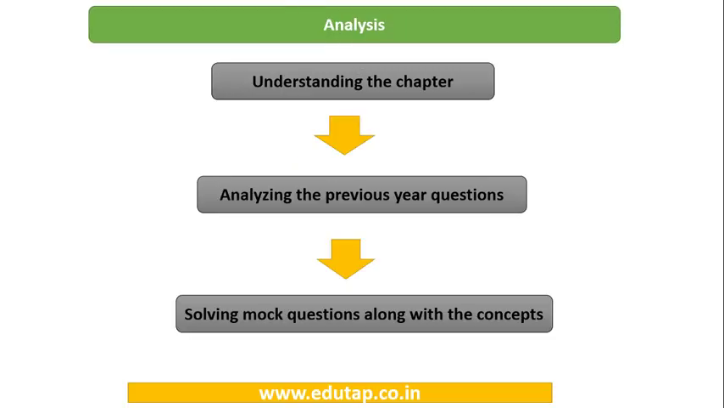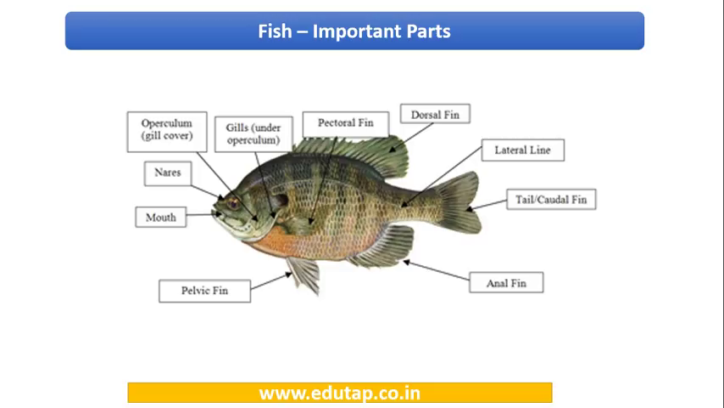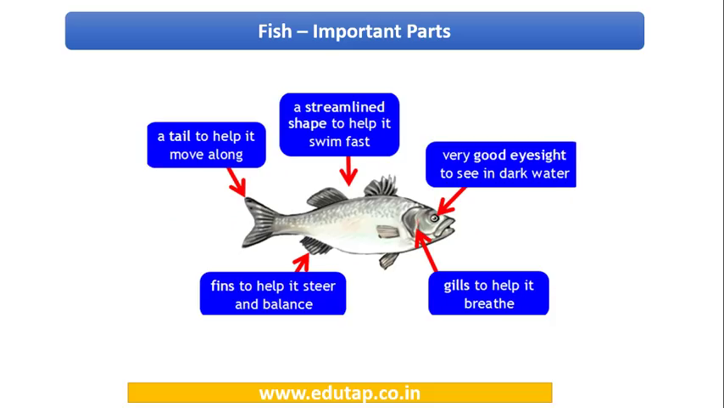As I told you, we're going to understand the chapter, analyze the previous year questions, and based on that, solve certain mock questions along with understanding the concept. Quickly, we had seen the important parts that a fish has. We know that there's a gill cover, which is prominent in some fishes and not in others. Mouth, snares, pectoral fin. We are not going to repeat it, just quickly skim through these sections. We had seen what each part helps us to do.